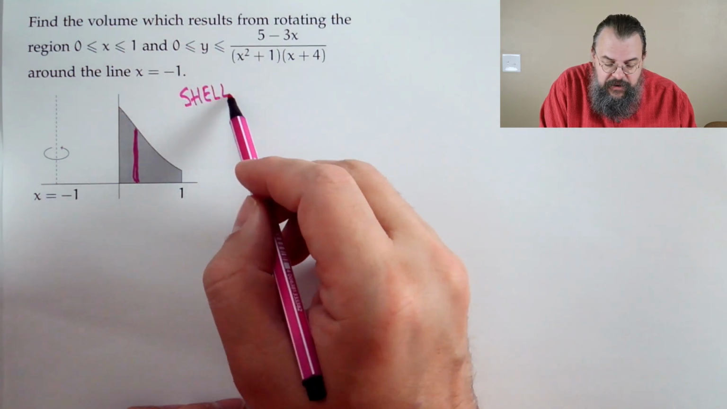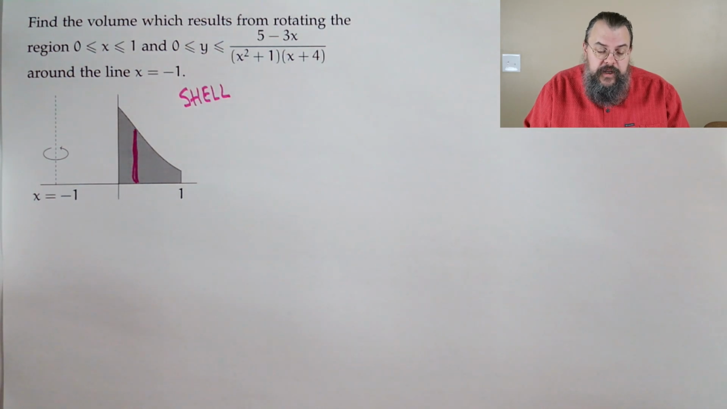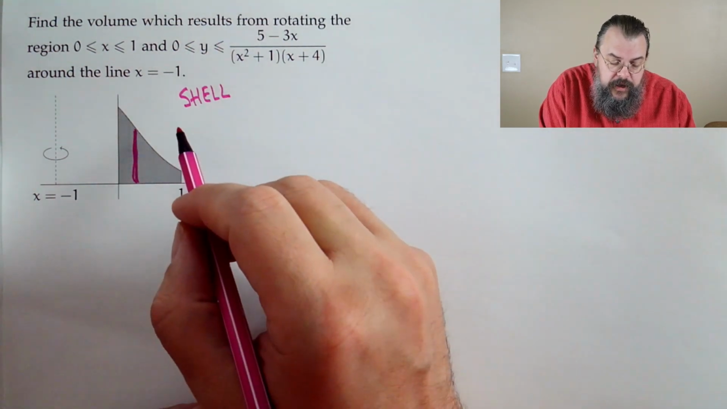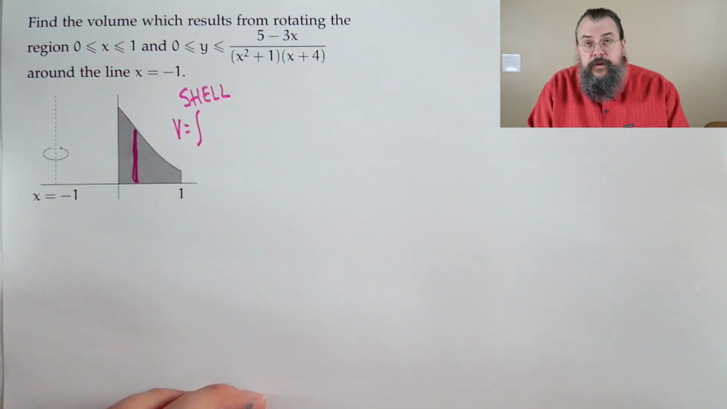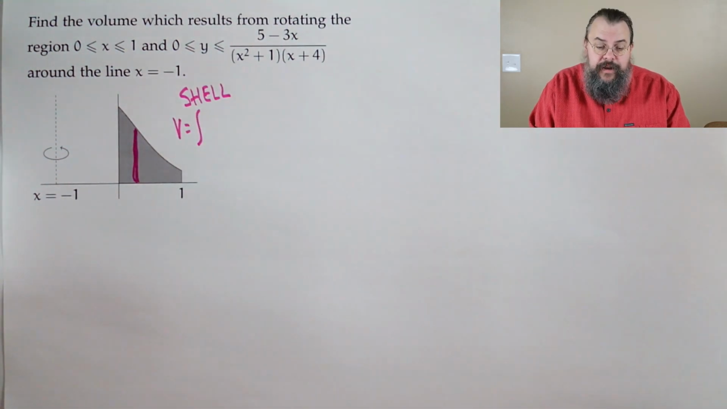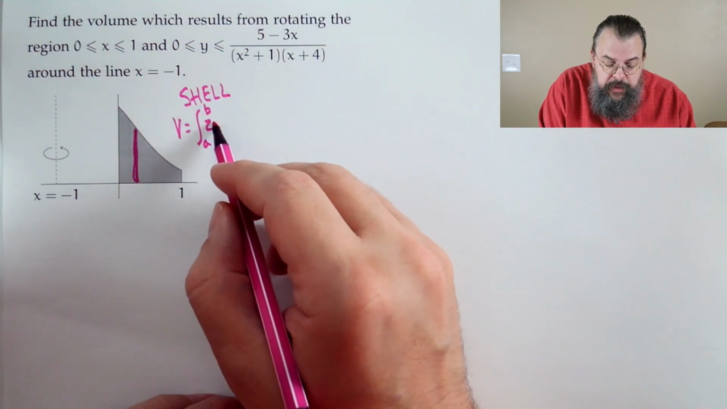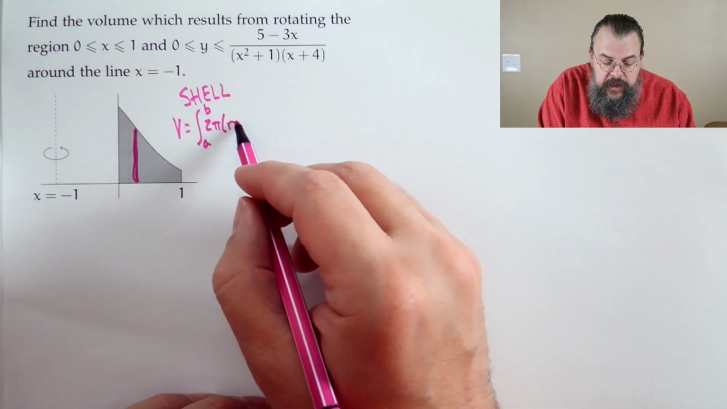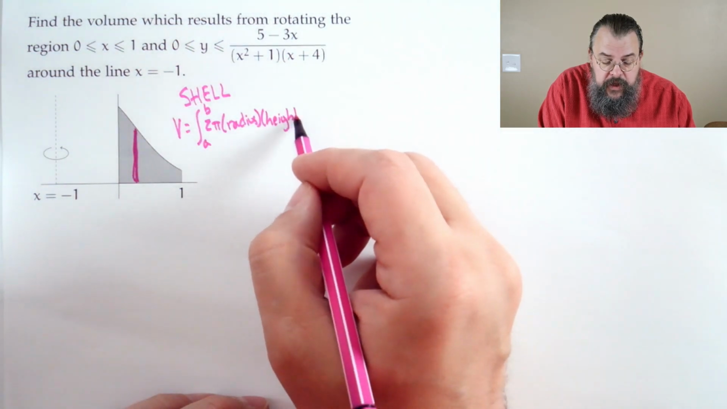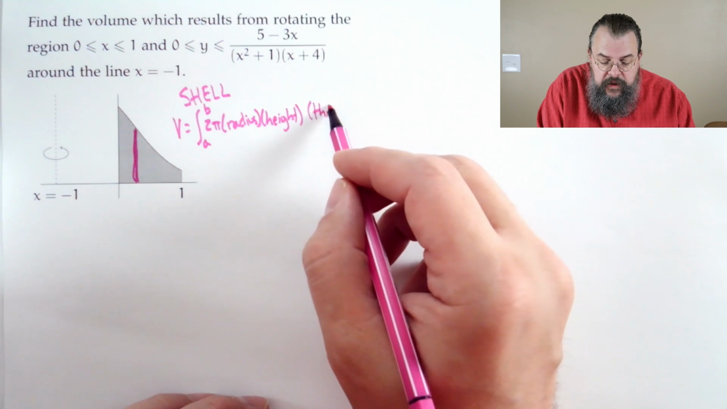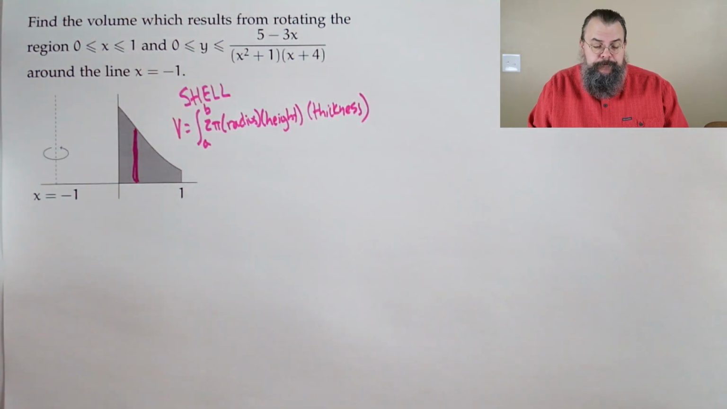All right, great. So how does shell method work? Well, the idea is the following. The volume is found by adding up. Of course, that's how integration always works, you add up, start to finish, and then we're going to have 2 pi, a radius, a height, and a thickness. That's the setup for the shell method.